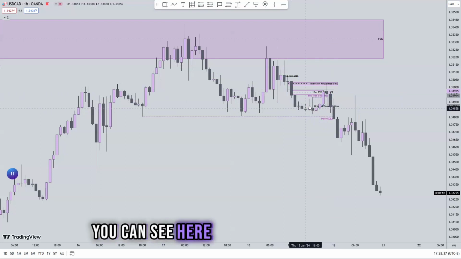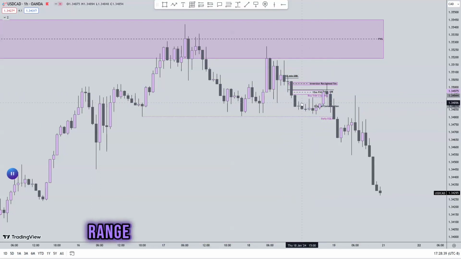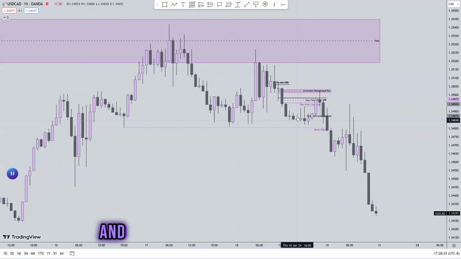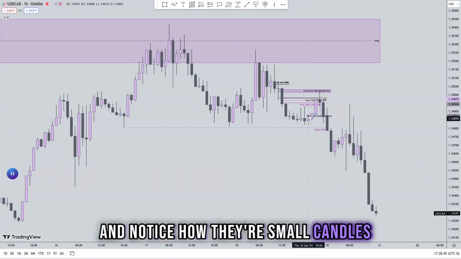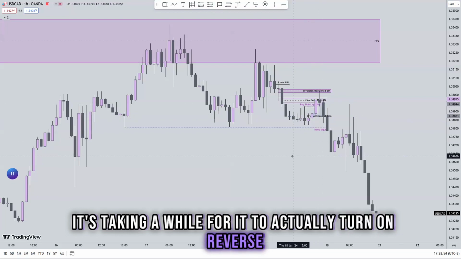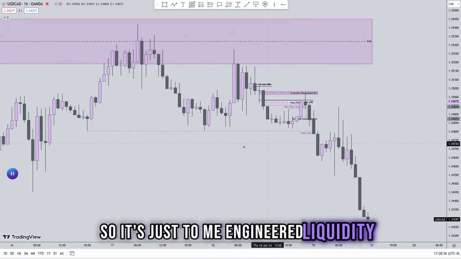You can see here we had a little bit of a range where it consolidated and created sell side liquidity. And notice how they're small candles and they're just coming higher. The way I like to think of it is it's taking a while for it to actually turn around and reverse. So it's just, to me, engineered liquidity.